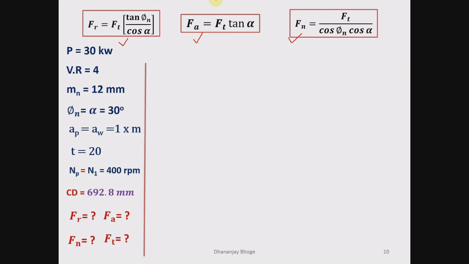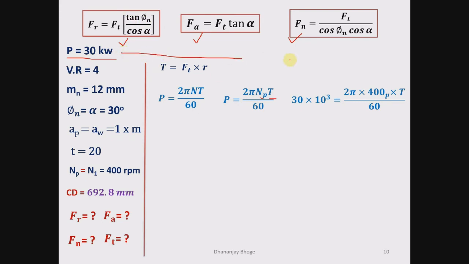Torque is equal to FT into R. Where is torque? Power, sir, power gives torque. Very good. So let us find out the value of torque. Torque equals FT into R. Power is given as 30 kilowatts. The equation is P equals 2 pi NT upon 60. Both gears are transmitting the same power, so I have rewritten this equation as 2 pi NP, speed of pinion, into T, torque transmitted, divided by 60.